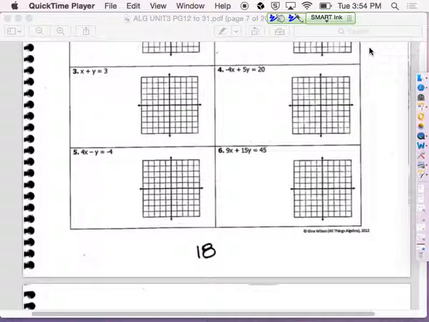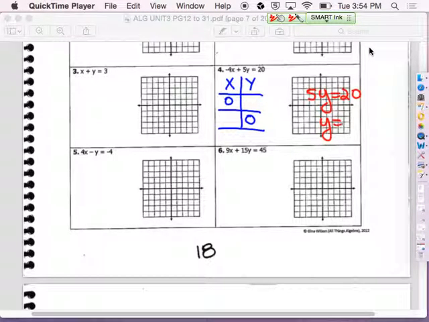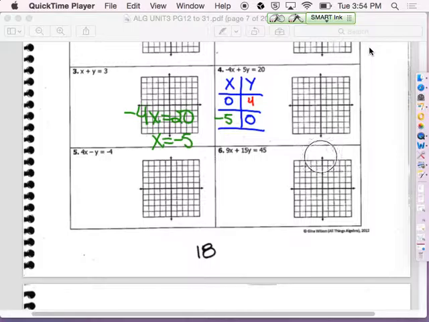Let's look at number 4. Make your t-chart with your x and your y. 0 and 0. If x is 0, then I have 5y equaling 20, so y is 4. And then if y becomes 0, then I'm left with -4x equals 20, so x takes on the value of -5. So I have my two intercepts, and I plot my points.